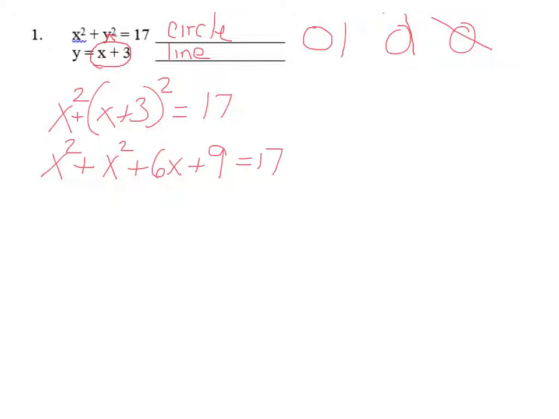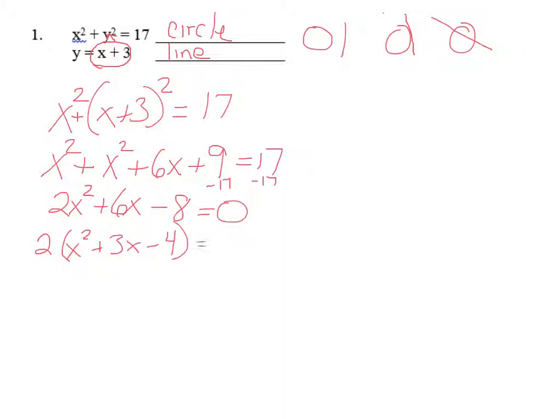All right, looks like I'm going to end up with a quadratic here. On quadratics we want to factor, so we're going to need this to equal 0. I'm going to bring this 17 over here with this 9, so then I'm going to have a minus 8. I'm going to pull out a GCF to make my life a little bit easier, and then I'm going to factor. Factors of 4 that have a difference of 3 would have to be a 4 and a 1. I want a plus 4 and a minus 1.